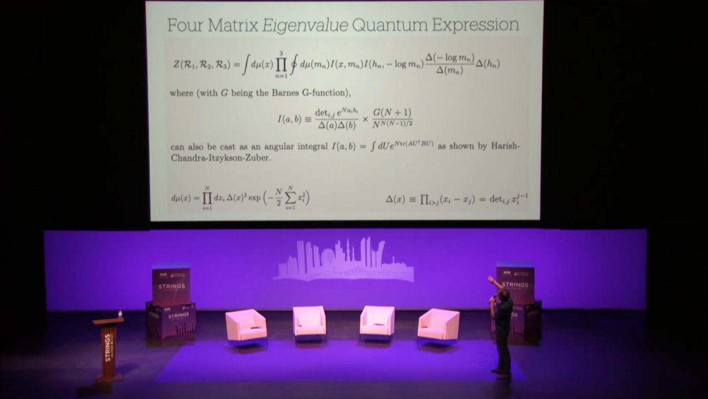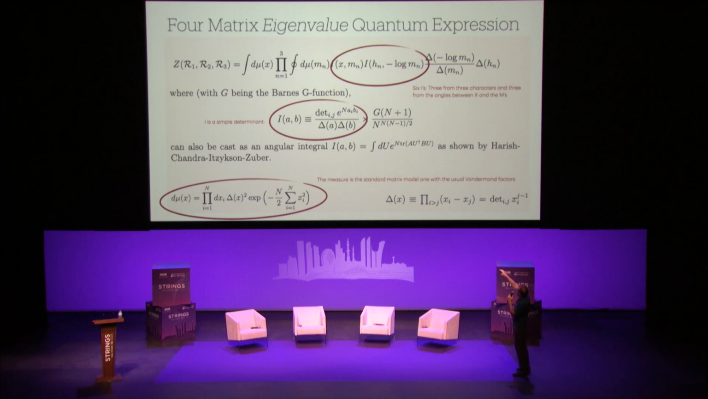Okay, so this expression so far, I emphasize, it's true for any operators, big, small, whatever you want. So we have a bunch of ingredients. Let me already highlight the important stuff. So first, there are some I's there, which are these Harish-Chandra-Itzykson-Zuber integrals. They are some simple determinants. And there are 6 of them.